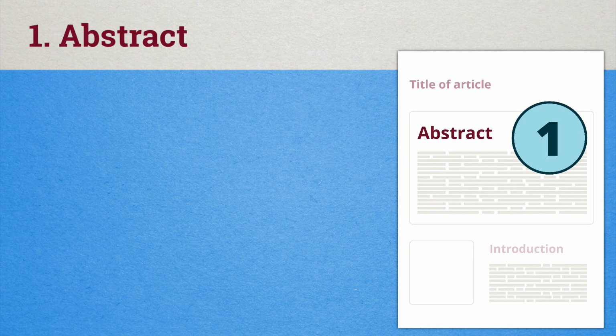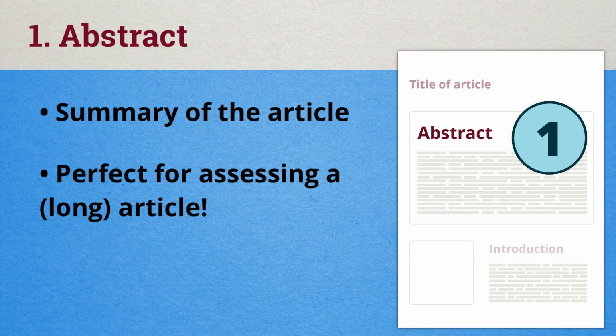Start with the abstract. Abstracts contain a summary of the article. You will usually get all of the other sections condensed into a quick read. It's perfect for quickly assessing an article.